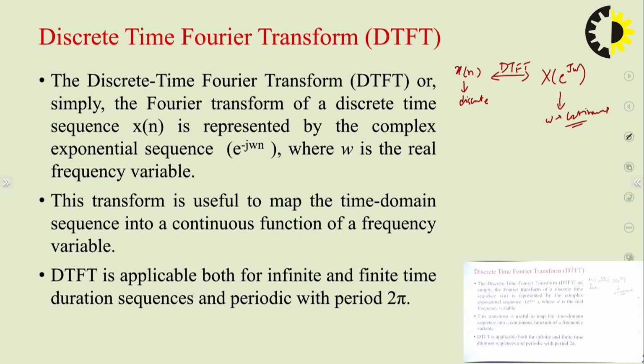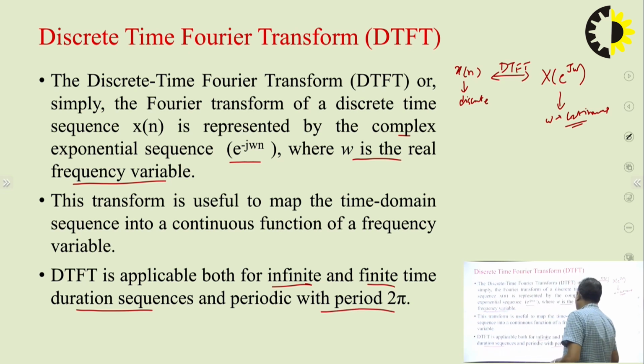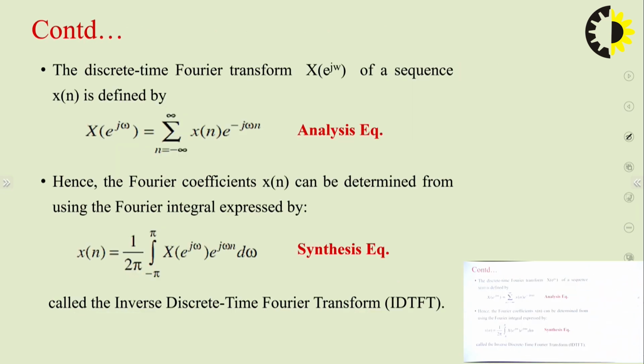We can see this also. DTFT is simply the Fourier transform of the discrete time sequence x(n). It is represented by the complex exponential sequence e to the power minus j omega n, where omega is the real frequency variable. This transform is useful to map the time domain sequence into a continuous function of a frequency variable. It is applicable both for infinite and finite time duration sequences, and it is also periodic with period 2 pi. So these are the expressions for the discrete time Fourier transform.